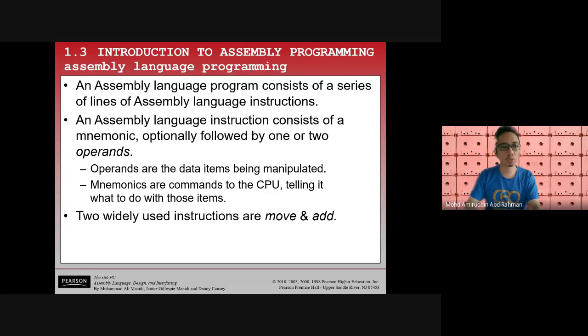The two widely used instructions are move and add. This is what is involved in the fetch and execute, like before. So we have move and add, fetch and execute. Those are the most commonly used instructions.